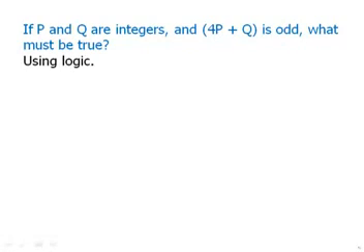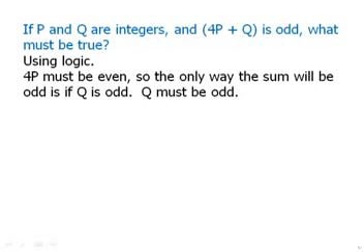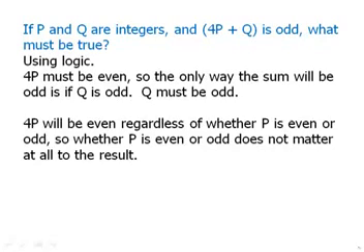Now again, using logic, think about this. 4p must be even, because 4 is an even number. So the only way that the sum will be odd is if q is an odd number. So q must be odd. 4p will be even regardless of whether p is even or odd. So whether p is even or odd does not matter at all to the result.